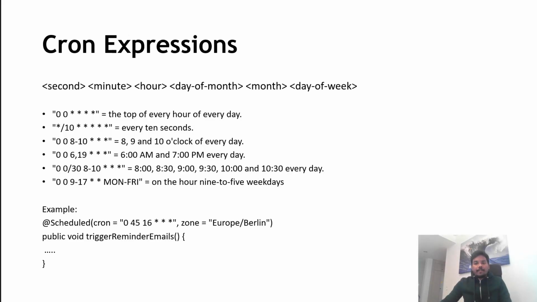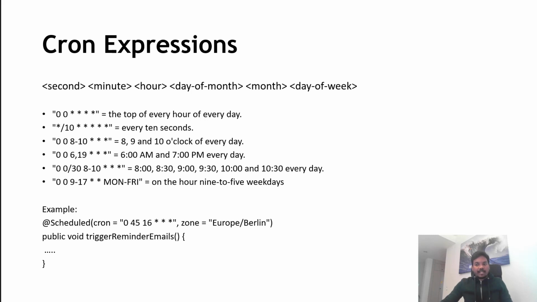So, we will be using cron expression to trigger a method at a particular time. Cron expression should be set in this format as shown here: second, minute, hour, day of month, month, and then day of week. And following are the different possible ways how we can set a cron expression. For example, the top of every hour of every day, or every 10 seconds, or 8, 9, and 10 o'clock of every day, and so on.